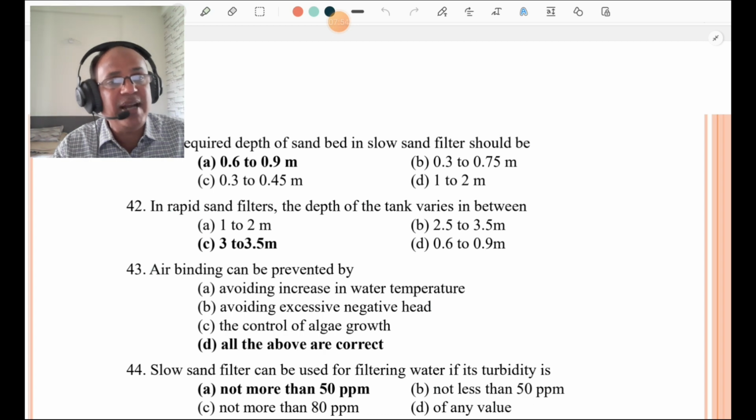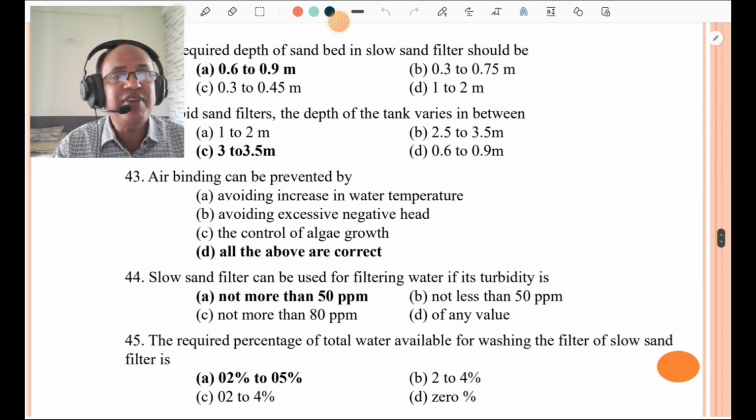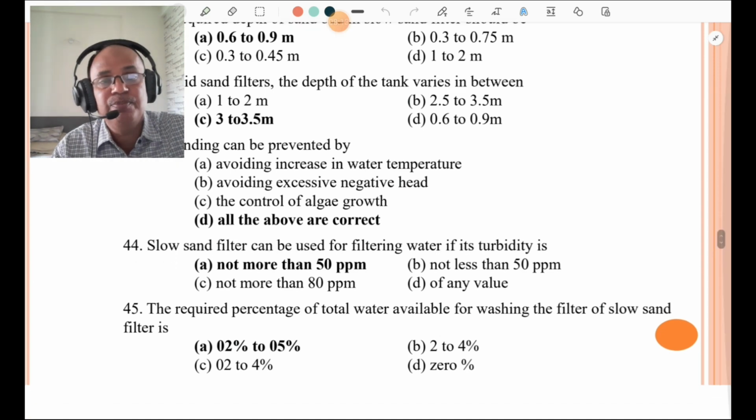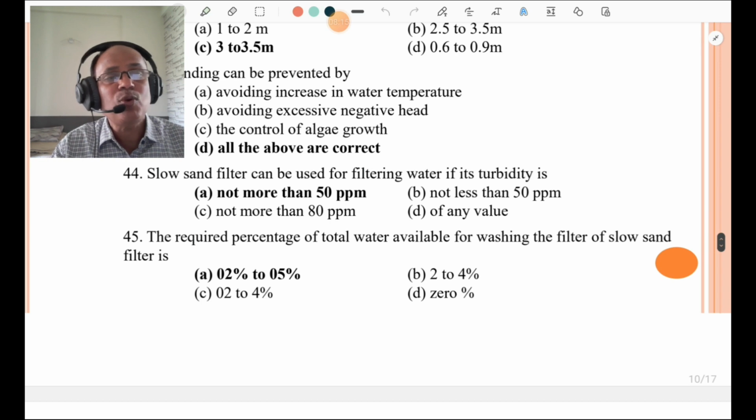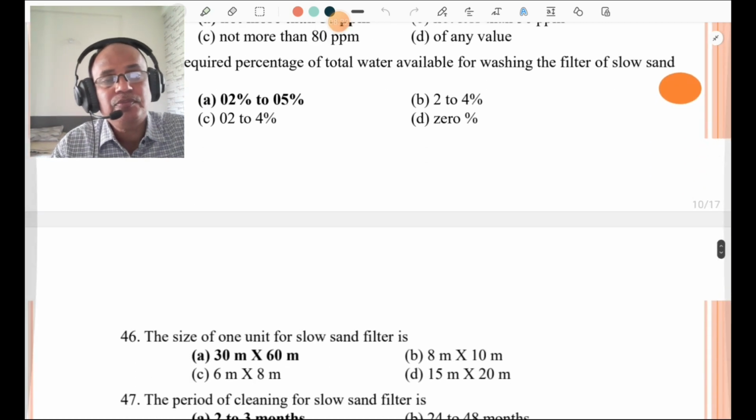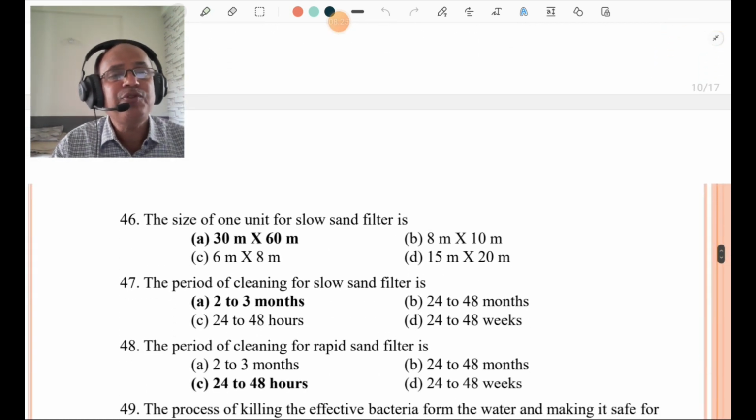Air binding can be prevented by avoiding increase in water temperature, avoiding excessive negative head, and the control of algae growth. All the above are correct for the prevention of air binding. Slow sand filter can be used for filtering water if its turbidity is not more than 50 ppm. The required percentage of total water available for washing the filter of slow sand filter is 2 to 5%. The size of 1 unit of slow sand filter is 30 meter by 60 meter.